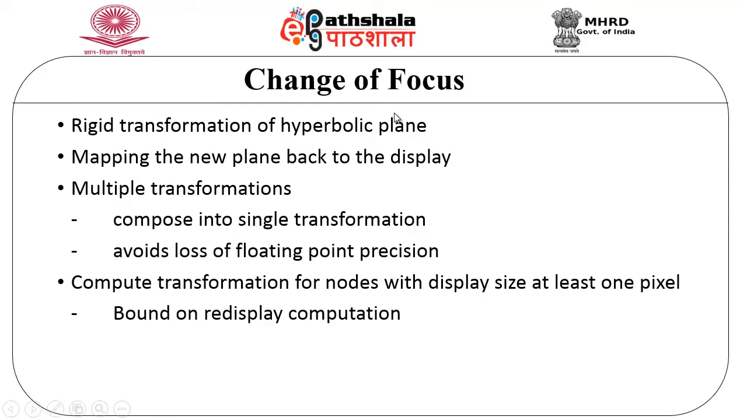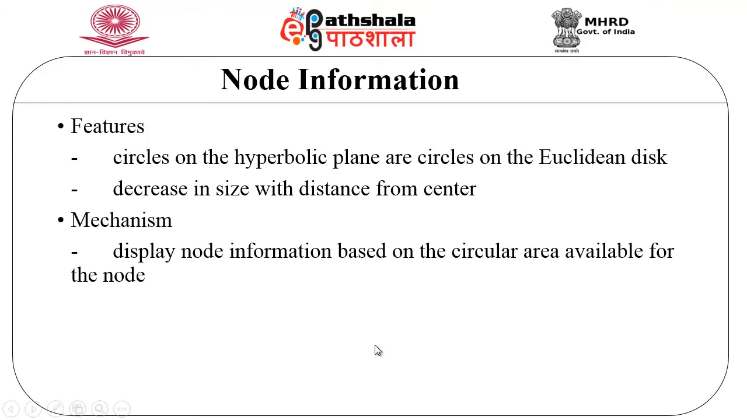If you look at the change of focus issue, it is a rigid transformation of the hyperbolic plane, mapping the new plane back to the display, and there are multiple transformations which compose into a single transformation and avoid the loss of floating point precision. We try to compute the transformation for nodes with a display size of at least 1 pixel, and it is a bound on redisplay computation.